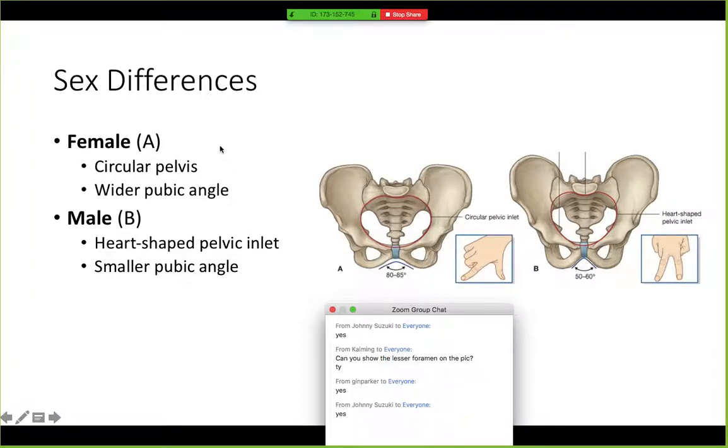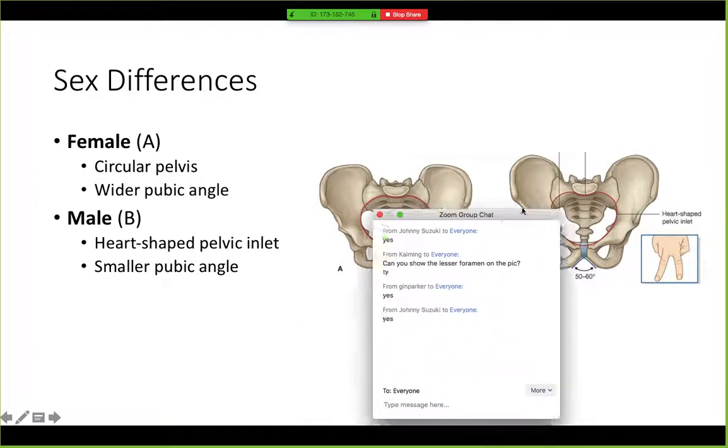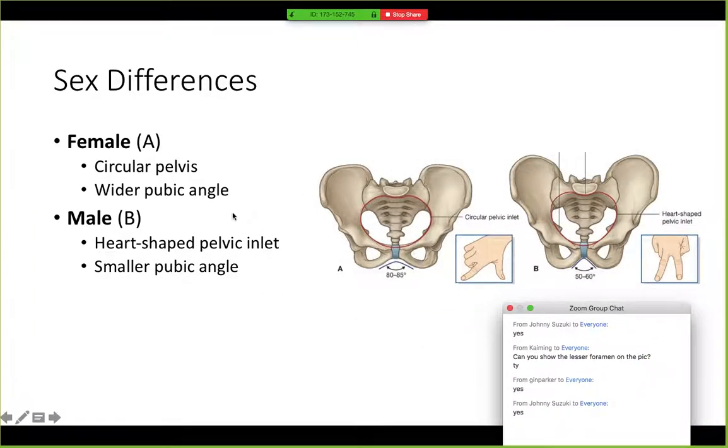This was a test question last year. So you want to know the difference between the female and the male pelvis. So the female pelvis is going to be more circular with a wider pubic angle, and the male pelvis is more heart-shaped with a smaller pubic angle. So, just that simple. That's all you need to know here. Don't worry about the specific degrees. They're not going to ask you that. You just need to know, like, in relation to the other, which one's wider, which one's more narrow, and then the shape of the pelvic inlet.